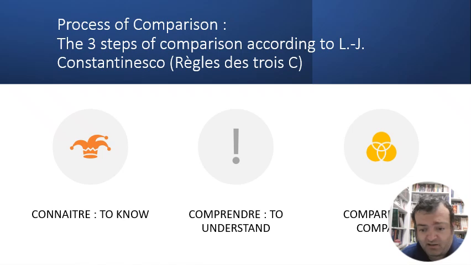But before, as a preliminary step, we have to select the elements we are going to compare. Therefore, we will discover together four stages. First of all, the preliminary stage of selecting the elements of comparison. Then, knowing the legal systems we are comparing. Then, understanding them. And finally, comparing.